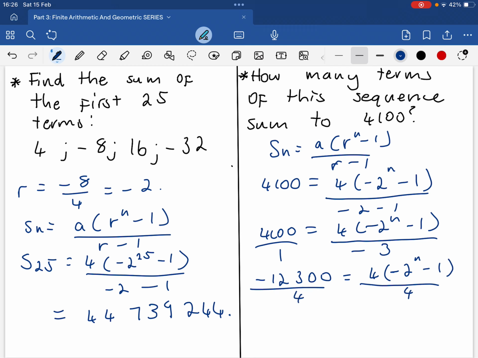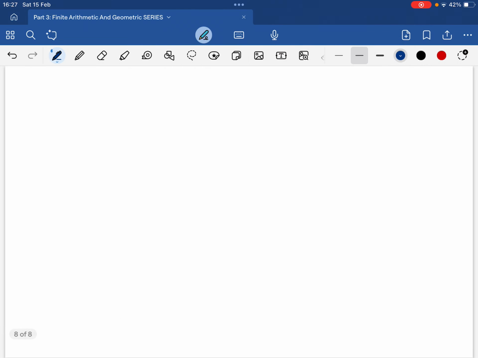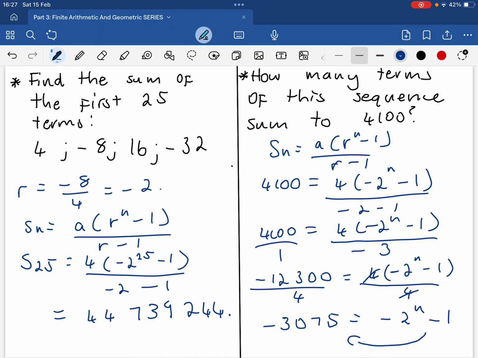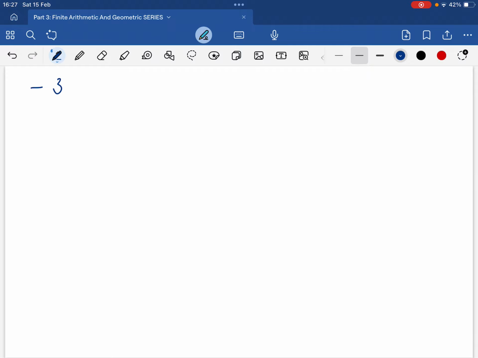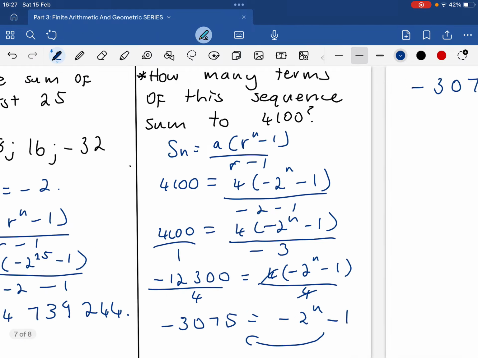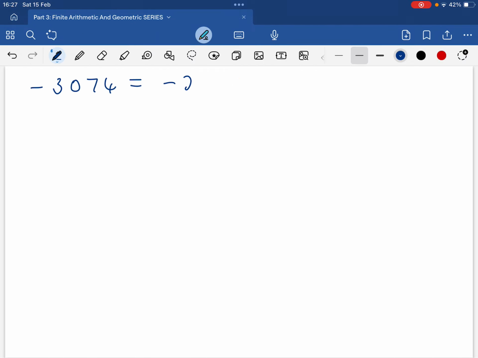Let's divide both sides here by 4 to get rid of this guy. What is 12,300 divided by 4? That gives us -3,075, being equal to -2 to the n minus 1. I'm going to move that 1 to the other side. This 1 goes to that side. So we get -3,074 being equal to -2 to the power of n. Then let's just divide both sides by -1 so that we have 3,074 being equal to 2 to the power of n.